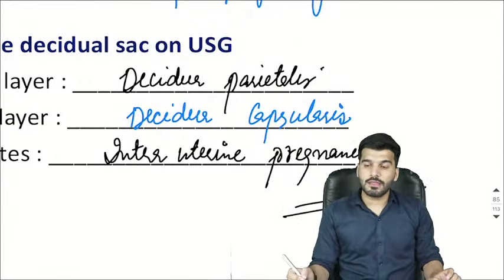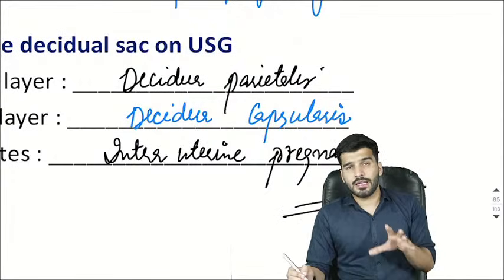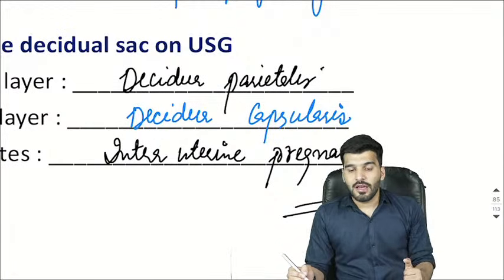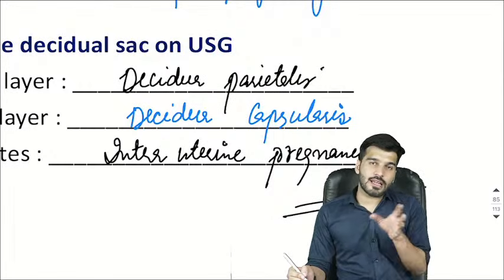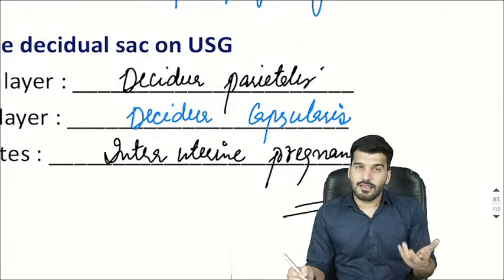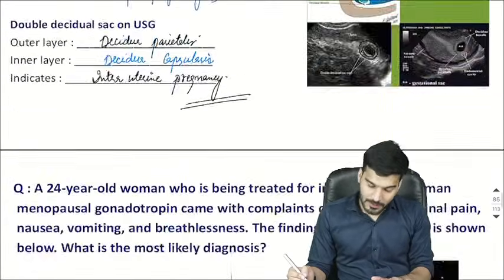And if you remember, in part 1, I had delivered a question in which the double decidual sac was absent. So if it was absent, that is going to be an ectopic pregnancy, because if the pregnancy is inside the uterus, it's a normal pregnancy. Outside the uterus anywhere, it is an ectopic pregnancy. Clear to that? Now next question.